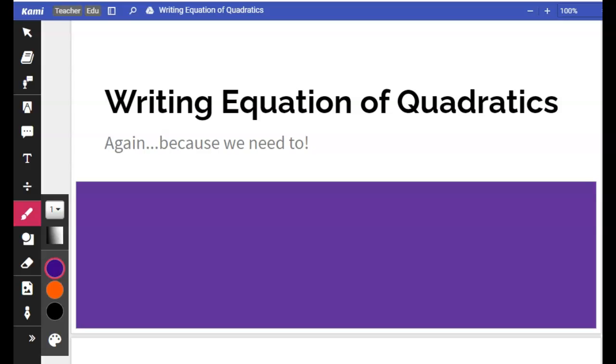Right, ladies and gents, let's do a little bit more writing equations of quadratics. Why? Because we need to do so.